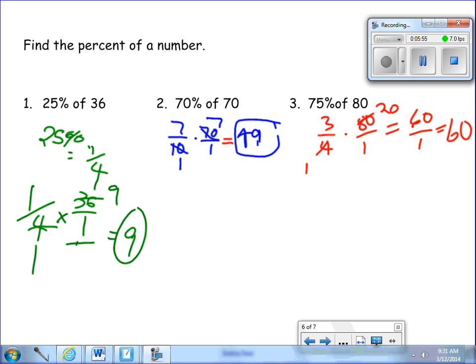You also need to look at this with common sense. 1/4 of 36 will be 9. 70% of 70, if you go over 70, you know your answer is wrong because it's a percent of it. So you need to look at these logically also.